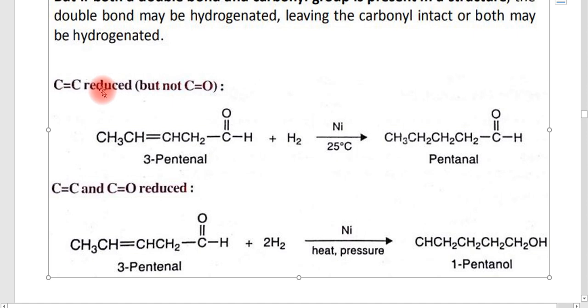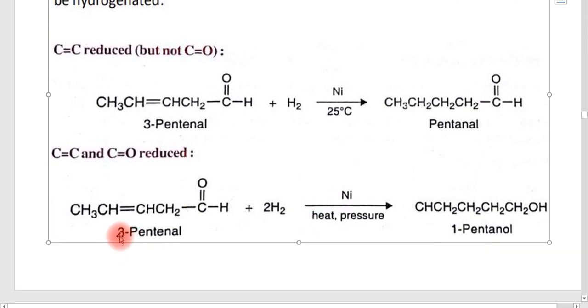The C double bond C is reduced, but the C double bond O is not reduced. The alkene group is reduced, and the carbonyl group is not reduced. The product will be the pentanol. Here the double bond will remain as it is.